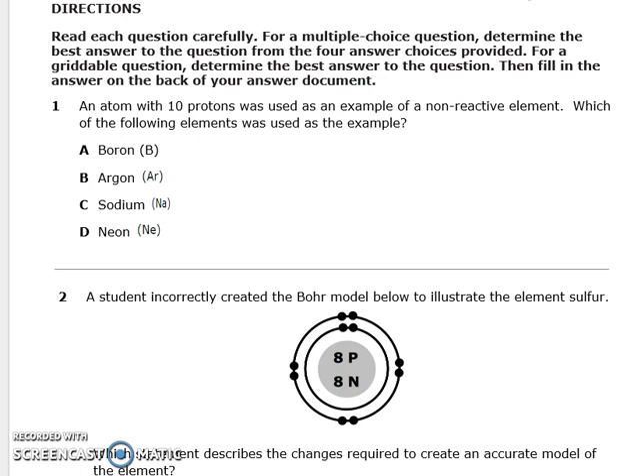For a multiple choice question, determine the best answer to the question from the 4 answer choices provided. For a griddable question, determine the best answer to the question, then fill in the answer on the back of your answer document.